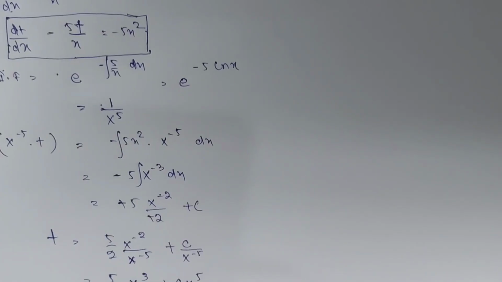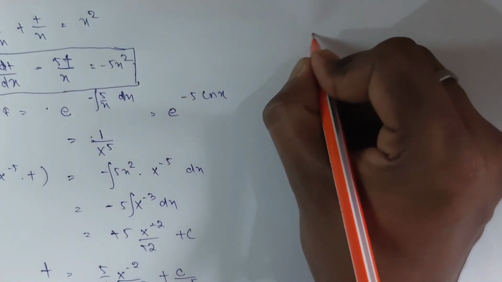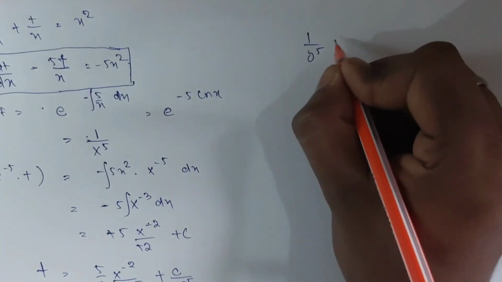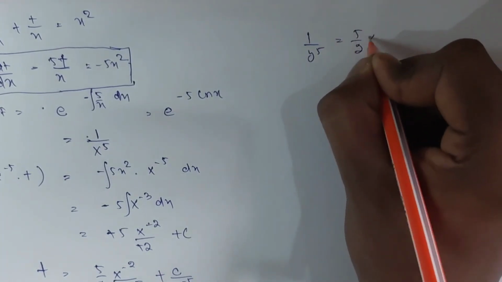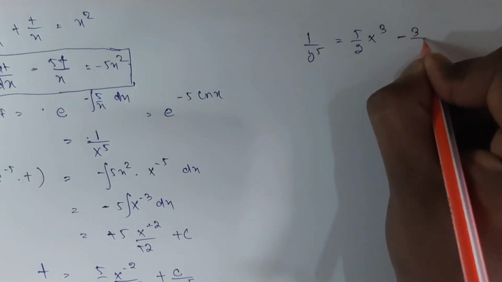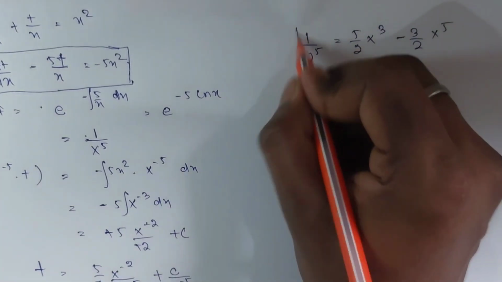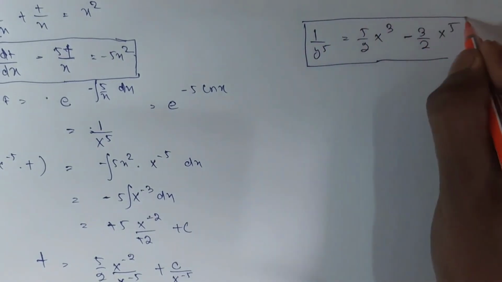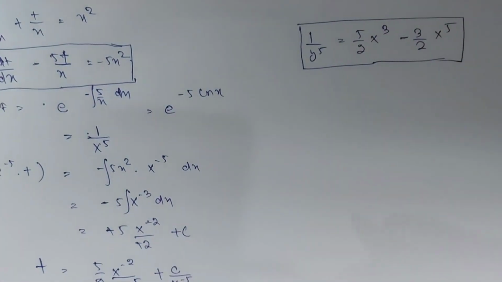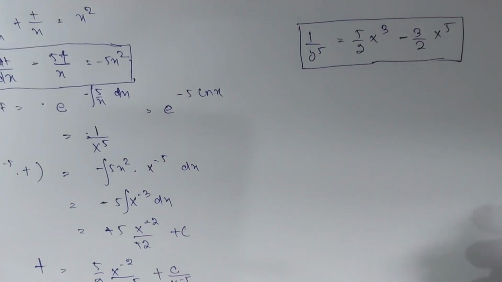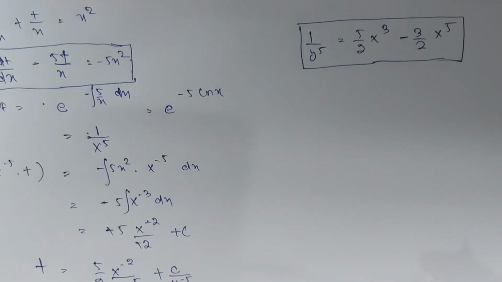So we put the value of c, and we get 1/y^5 equals 5/2 x cube minus 3/2 x to the power 5, and this is the solution of the differential equation which is not linear, or we can say the Bernoulli equation. Next we will see exact and non-exact differential equations and solving that type of differential equation.